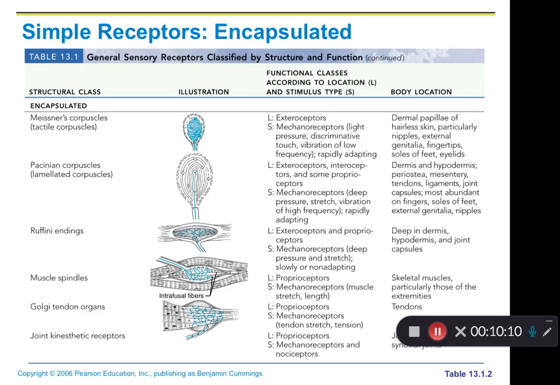Ruffini ending. So Ruffini ending is found in the skin and tendons or ligaments. So it is the external receptor of the proprioceptor. Ruffini ending also detects the mechanical stimulus. So it detects the deep pressure and the stretching.